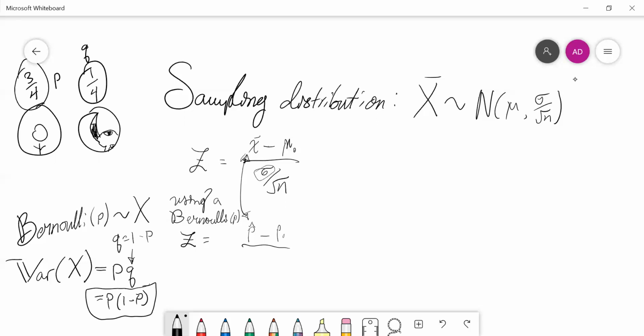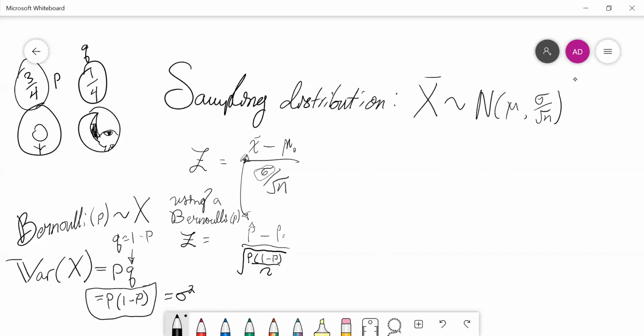Since the variance here is p(1 minus p), and we know the variance is equal to sigma squared, the standard deviation is of course the square root of that. So naively, we would put n here, because that n comes from the idea of a sampling distribution, and naively, we would put p times 1 minus p.